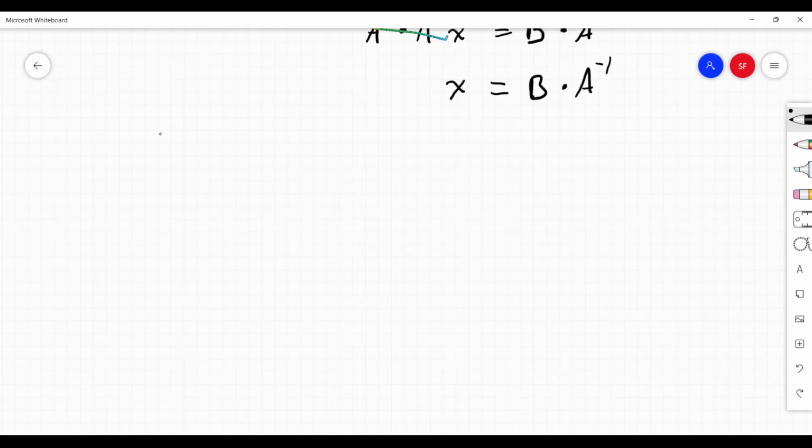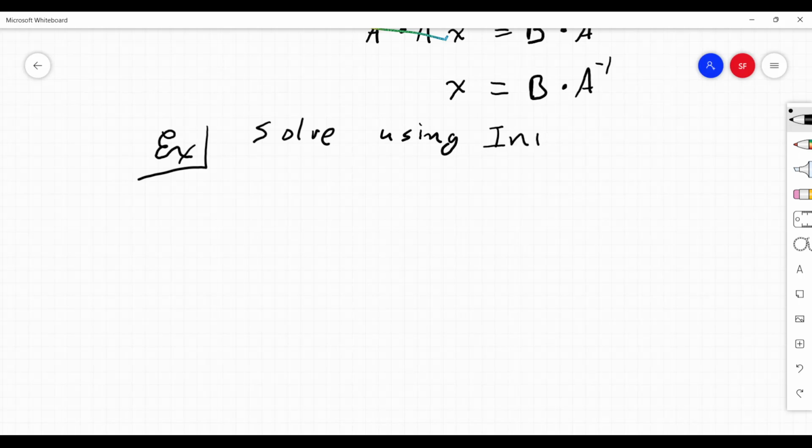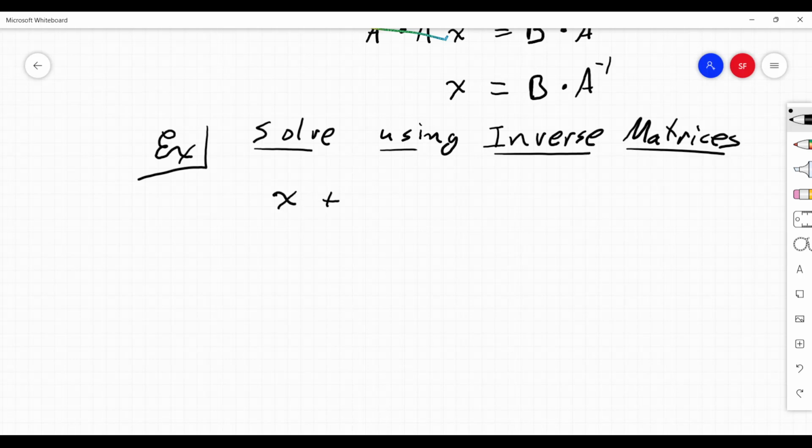Okay. Let's do an example. Solve using inverse matrices. Beautiful. The system we're going to use is x plus y equals 24.2.